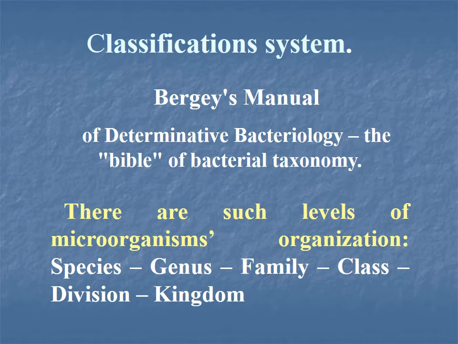Classification system. In microbiology we usually use Bergey's manual. Bergey's Manual of Determinative Bacteriology actually is the Bible of bacterial taxonomy. There are such levels of microorganism organization: you can see species, genus, family, class, division, and kingdom.